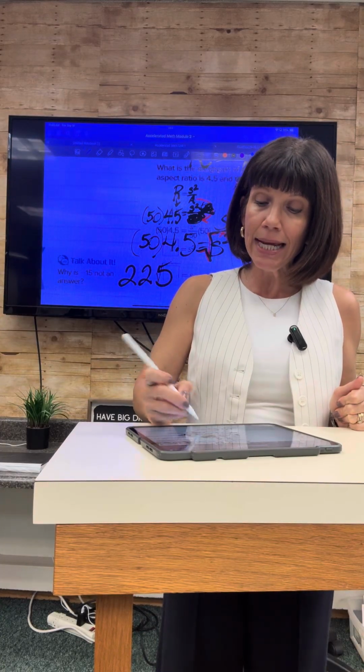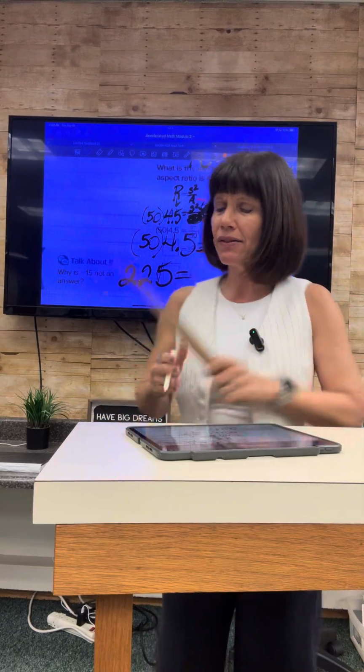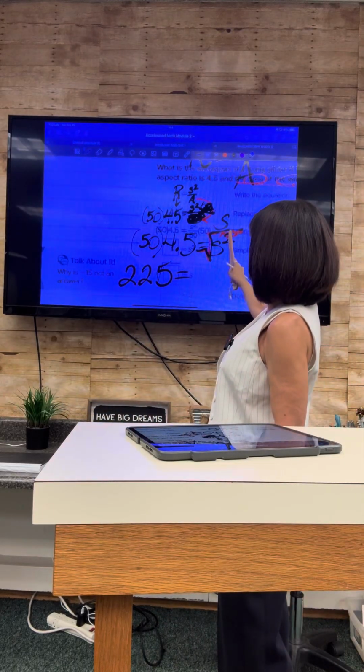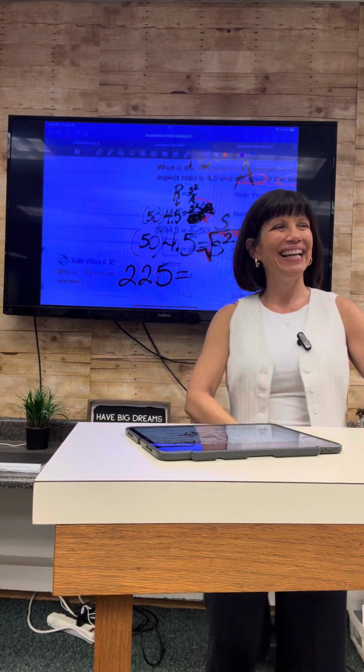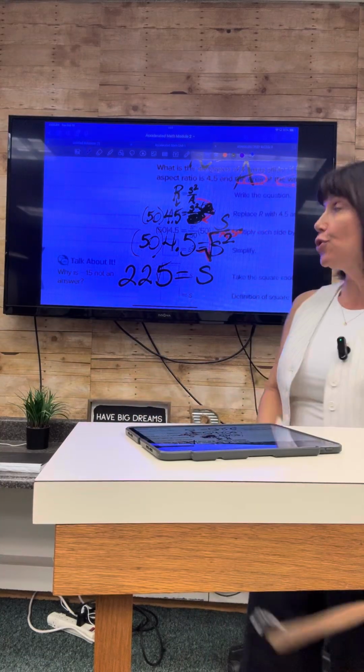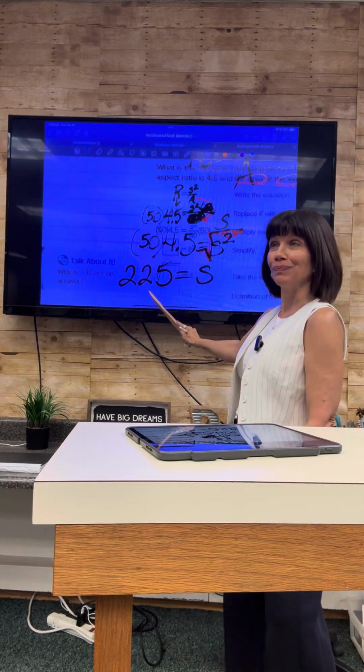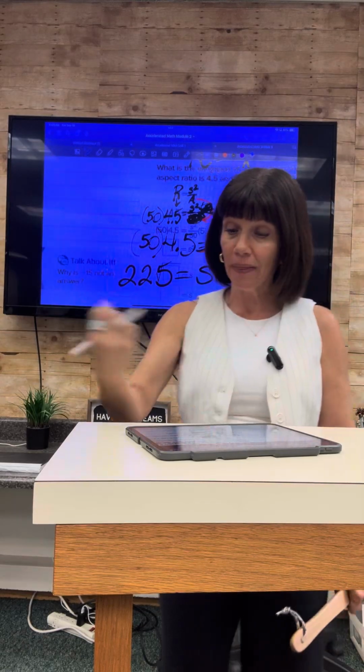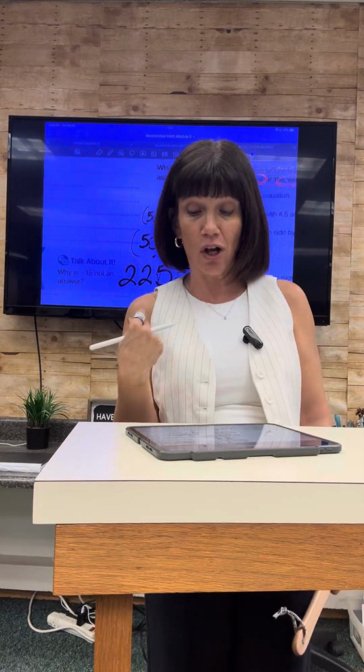225 equals, and then class, what is the square root of s squared? Just s. Say it. S. Do you understand how we got here? Now that we have gotten the value of s, we have solved it. Now let me ask you this.